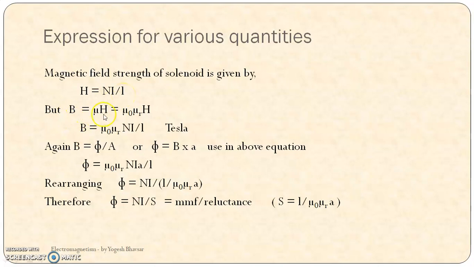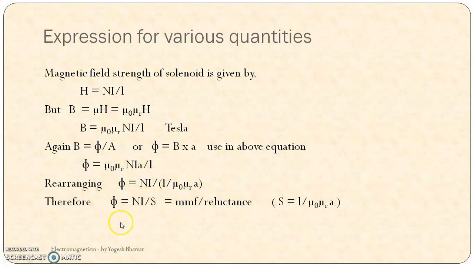But B is equal to mu H, or mu 0 mu r H, so we can use it here. B is equal to mu 0 mu r Ni by L, and we get it in Tesla. Again, magnetic flux density is flux per unit area, so flux is equal to flux density into area. Using this in the above equation, we get phi equal to mu 0 mu r NiA by L. Rearranging this, phi is equal to Ni divided by L by mu 0 mu r A, where L by mu 0 mu r A is nothing but the reluctance.